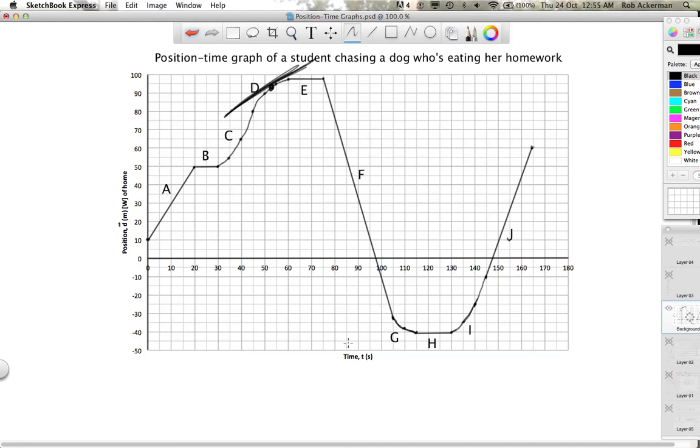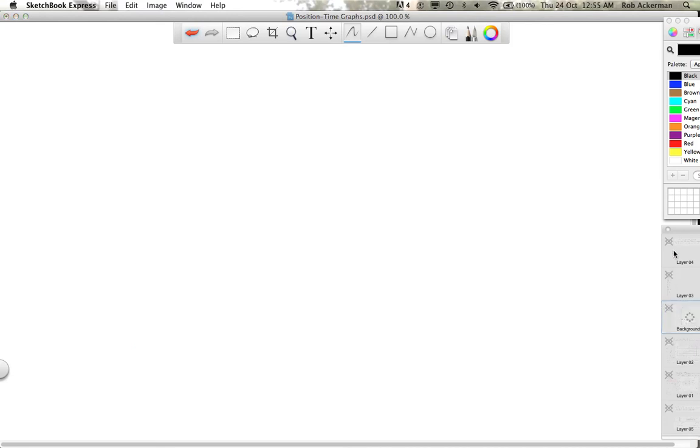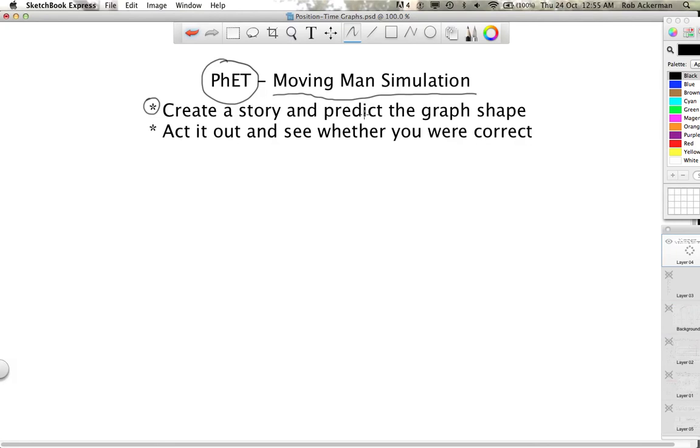Make up a story, any story at all. Then go to this website and there's going to be a simulation where you can actually act it out using the simulation and watch the graph get produced while you move an object according to your story. Let me show you what I mean.